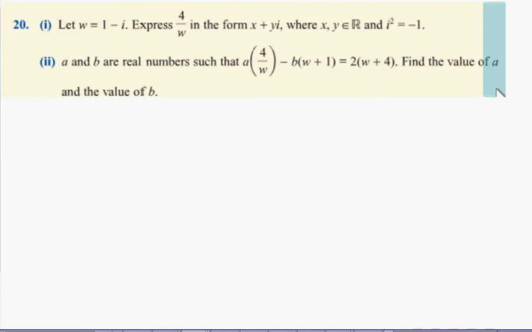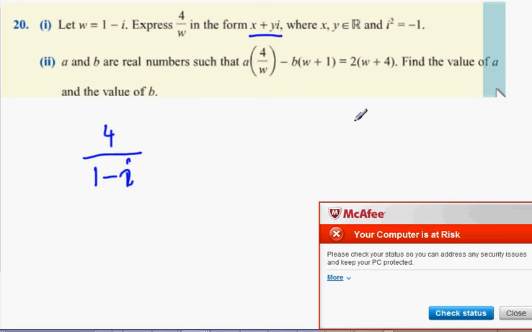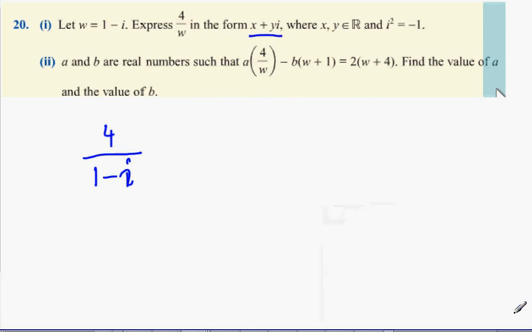Okay, question 20. Let w be 1 minus i. Express 4 over w. 4 over w is 4 divided by 1 minus i. Okay? And express it in the form where it doesn't have any fraction. How do you do this? How do you get rid of the fraction on the bottom?